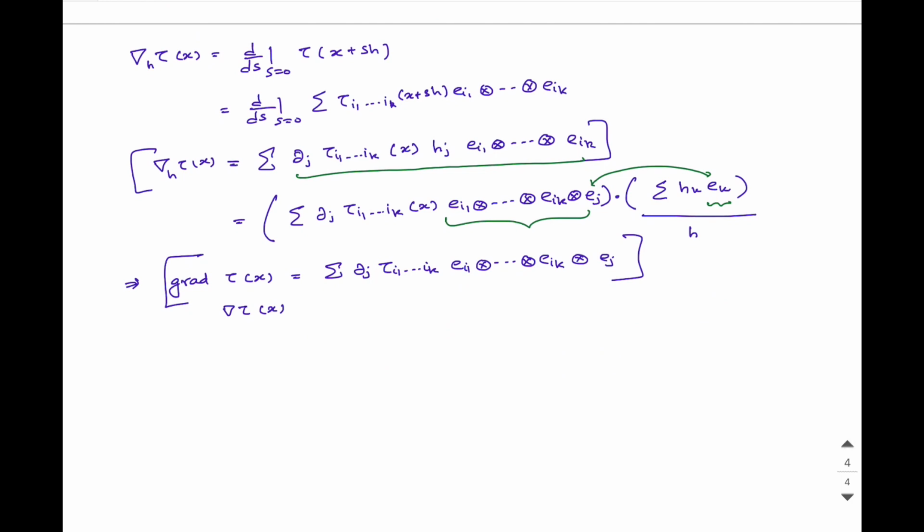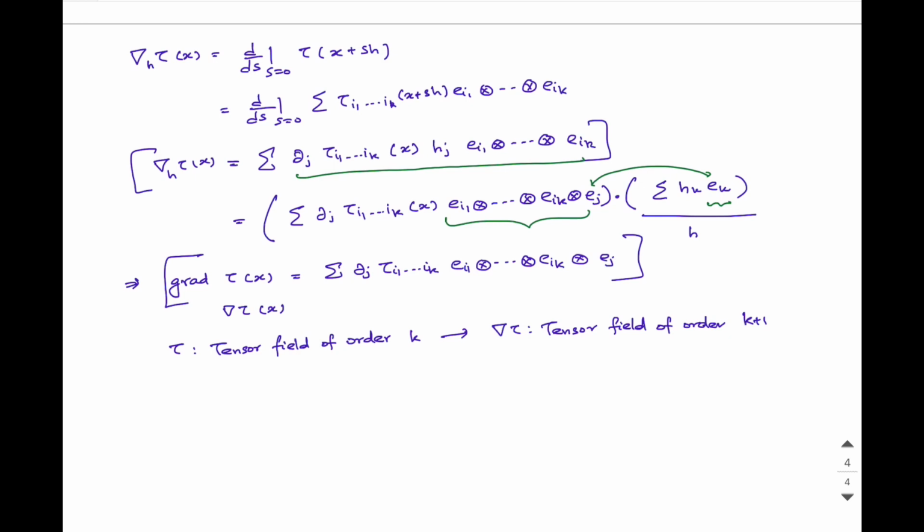Good. Now notice again that tau is a tensor field of order k, and the gradient of tau is a tensor field of order k plus 1. The order increases by 1. Okay, this is just evident from the previous expression.